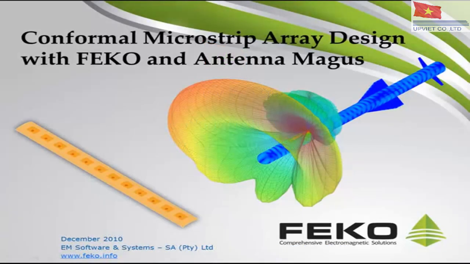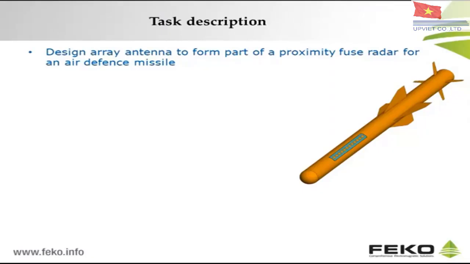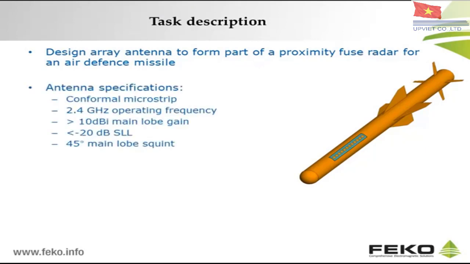This is a demonstration of conformal microstrip array design with FEKO and Antenna Magus. We will use the design of the antenna for a proximity fuse radar for an air defense missile as a case study. This antenna will have to satisfy the following specifications. It has to conform to the airframe of the missile.